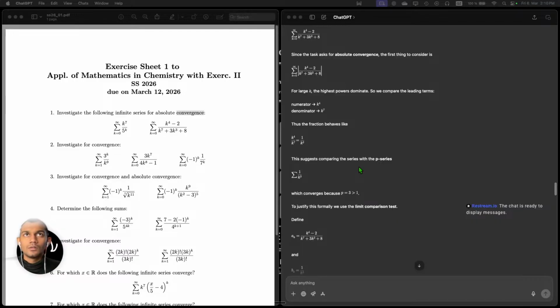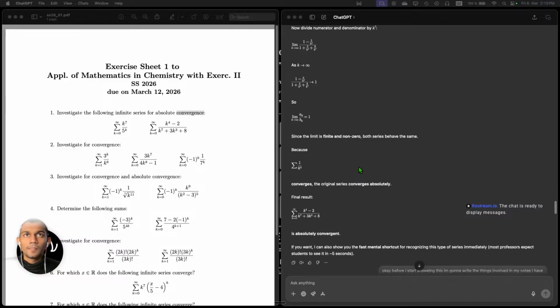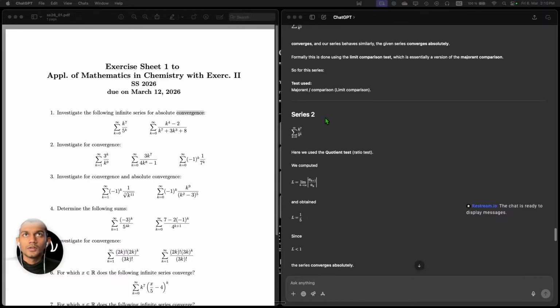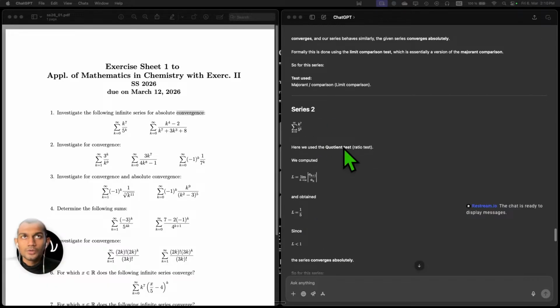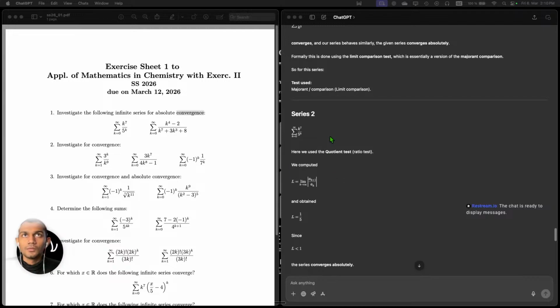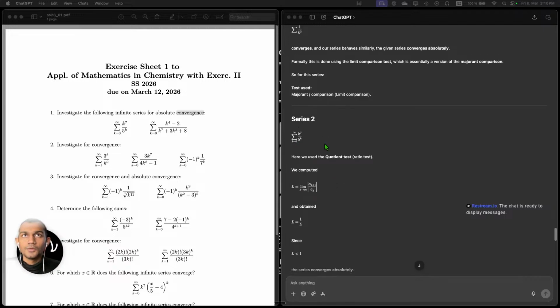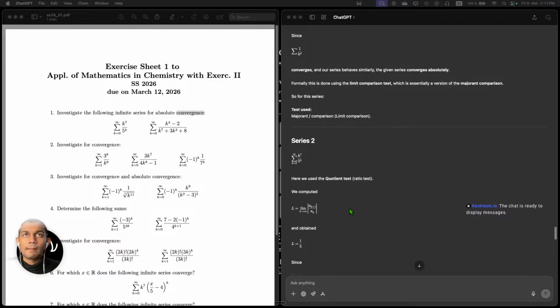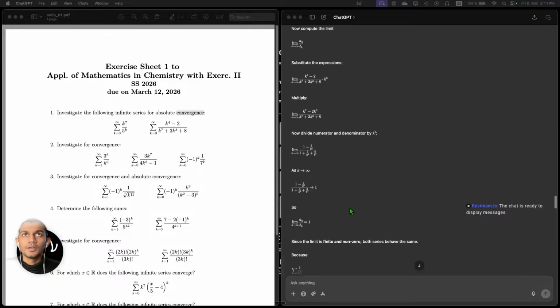So some of my doubts are, what is it called? So the series 2 uses quotient test where you first compute, or you just go for this one. K raised to 7 by, wait.